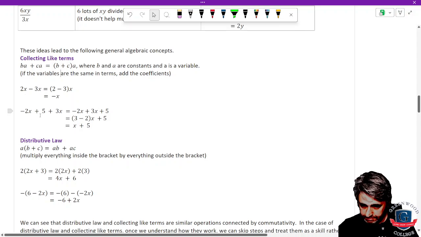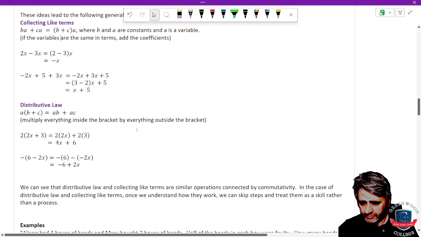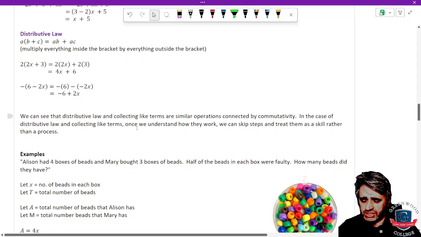Similarly here, we have like terms minus 2 and 3x. So take the coefficients, add them together. 3 plus minus 2 is the same as 3 minus 2, which is 1. So we have x, and then just add on the 5 as before. Now, distributive law is just collecting like terms backwards. So if we have a term outside a bracket and some terms inside a bracket, multiply the term outside the bracket by all the terms inside the bracket. So in this case, a times b and a times c.